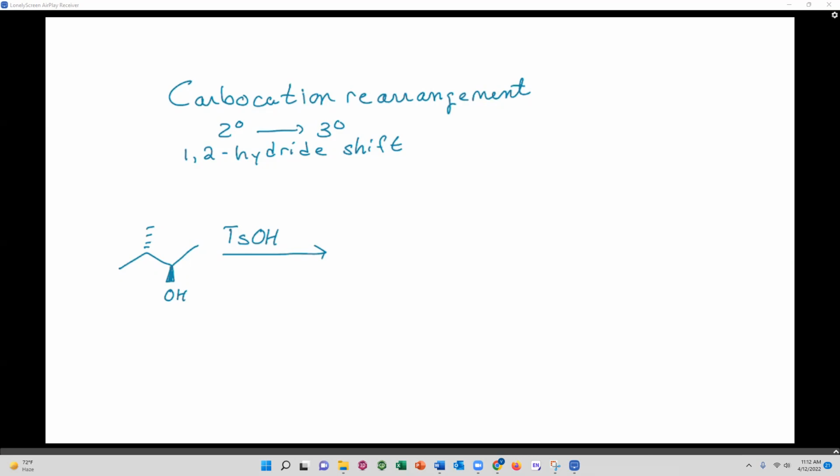Okay, so we're going to go through the mechanism of this dehydration, this alcohol, and we're going to use tosyl sulfonic acid. It doesn't have the structure, but I'm going to abbreviate it. First step, of course, is to turn my OH into a good leaving group. I'm going to form water. As soon as I do that, this thing is free to leave because water is a great leaving group. And this is going to be formation of the carbocation.